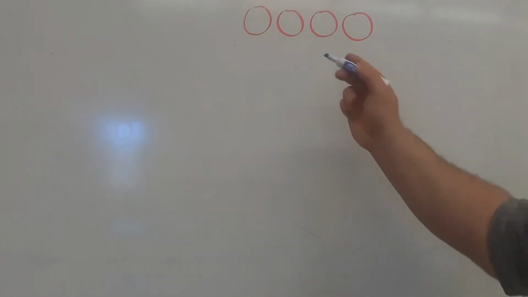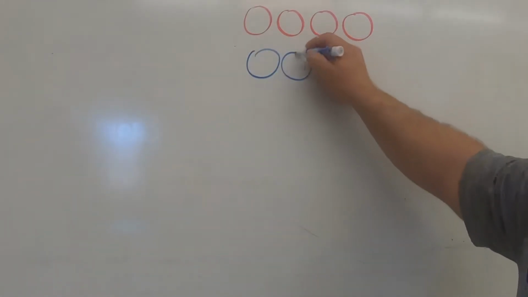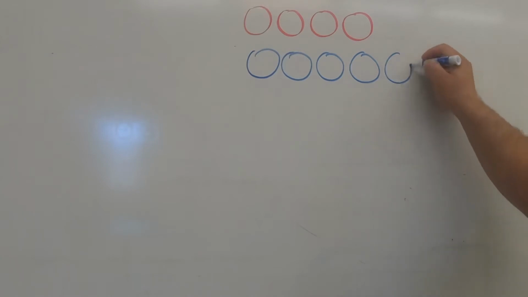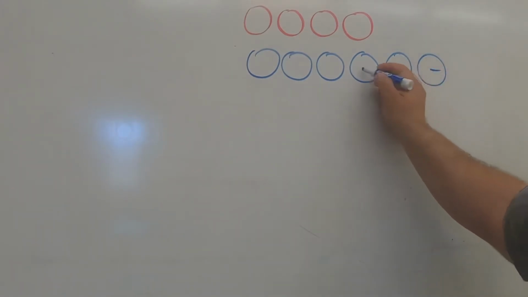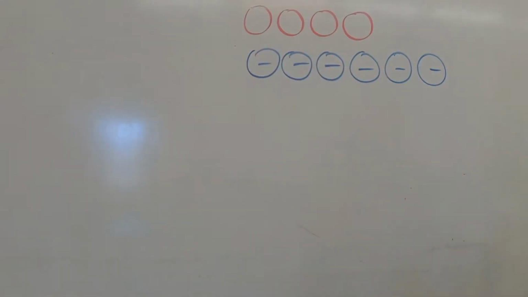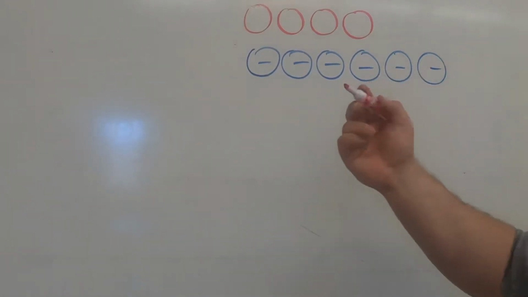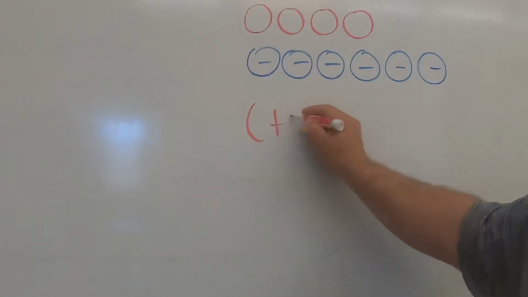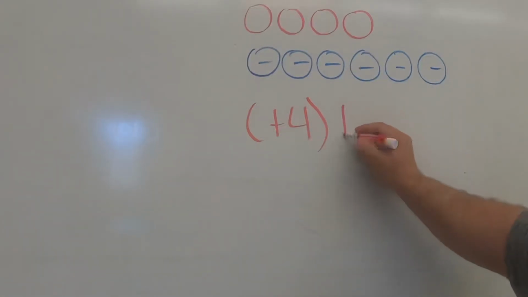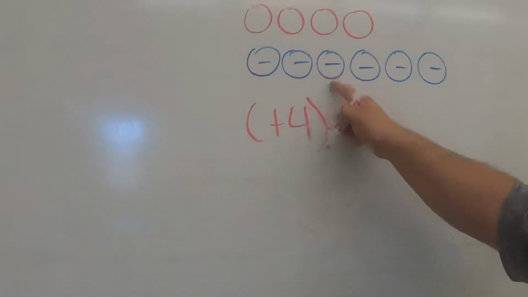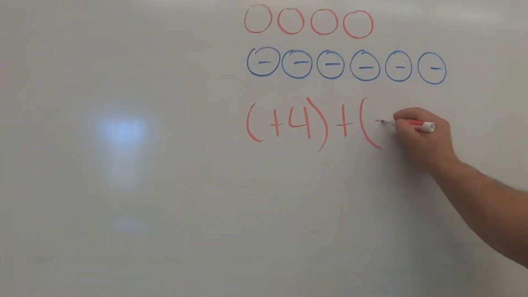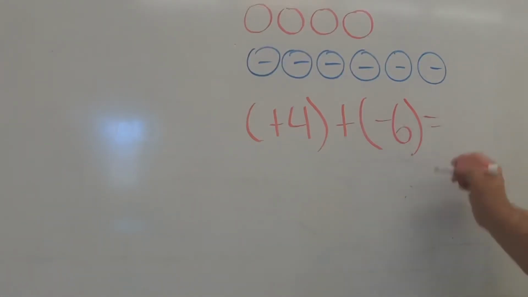And then it would say to write out the addition statement. So we have 4 red chips, or 4 positives, so we'll write plus 4. And we know these are addition statements. And we have 1, 2, 3, 4, 5, 6 negative chips. So I have 4 positives plus 6 negatives.